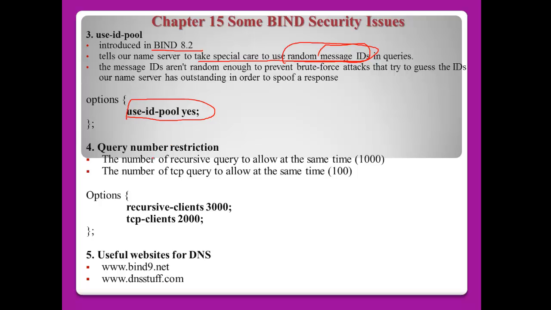And number four, query number restriction. Normally the number of recursive queries, the default is 1000 at the same time, and the number of TCP queries is normally 100. According to the situation of your name server, you can increase or decrease. So recursive clients 3000, or TCP clients 2000, like this.